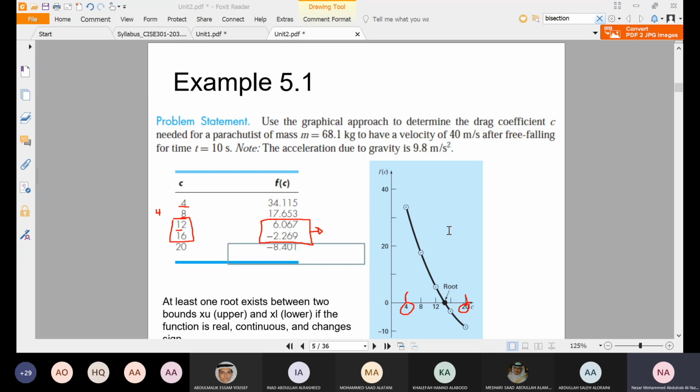Usually we start from the figure. How do I start the bracketing? Usually from the graph. If I have the graph, after that I will initiate my guess points. I have guess points here, this is 1 and this is 20, sorry, from 4 to 20. I will start with this initial guess. After that, I will change the value of the parameter C, substitute, and evaluate the function. If I get any change in sign, this will indicate that I have at least one root existing between these two points.